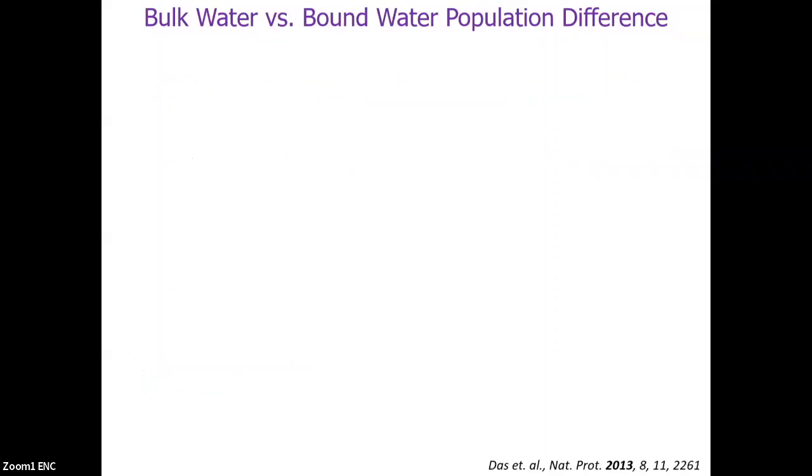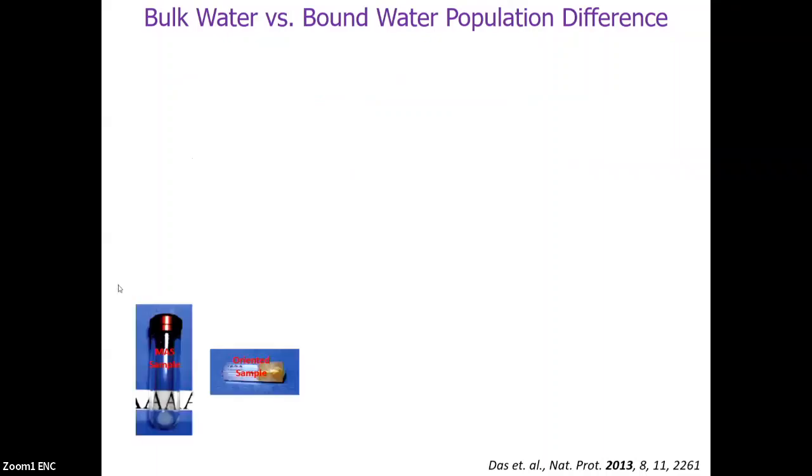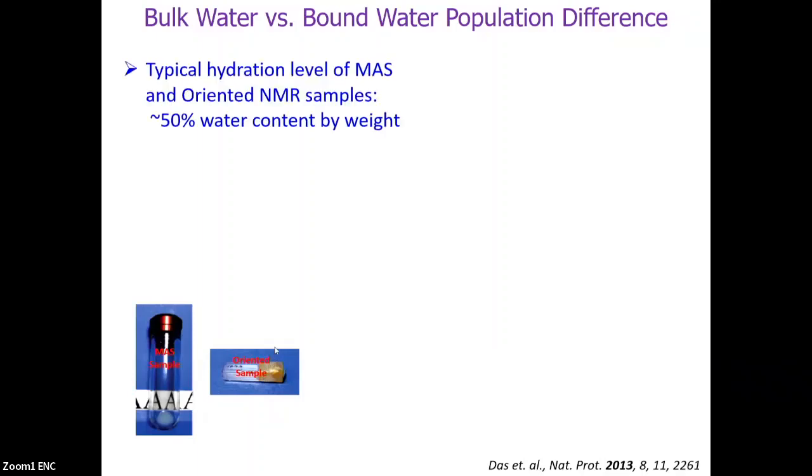So with all that, what's the difficulty? There's a fundamental challenge in studying membrane-associated water, which is the population difference between bulk water and bound water. Here are two samples we prepared in the biochemistry lab, one for MAS, the other a glass slide oriented sample. For this typical sample, the hydration level is about 50% by weight.